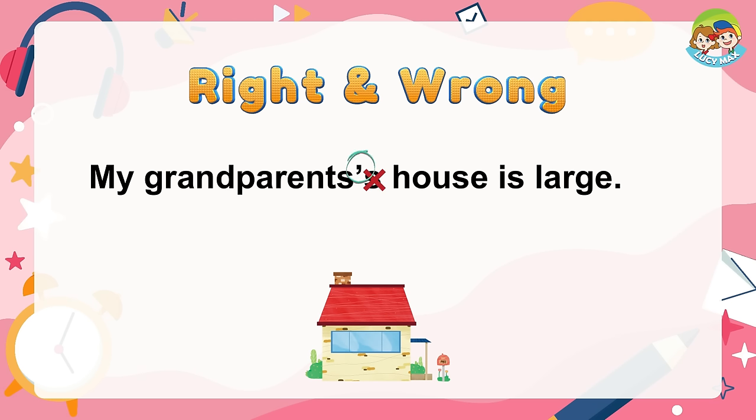Right and wrong. Now take a look at the right and wrong section. This is very tall building. This is wrong because there is no article for the word building. It becomes, this is a very tall building. Next, this is a very dog. This is wrong because we need an adjective to go with very. This is a very good dog.